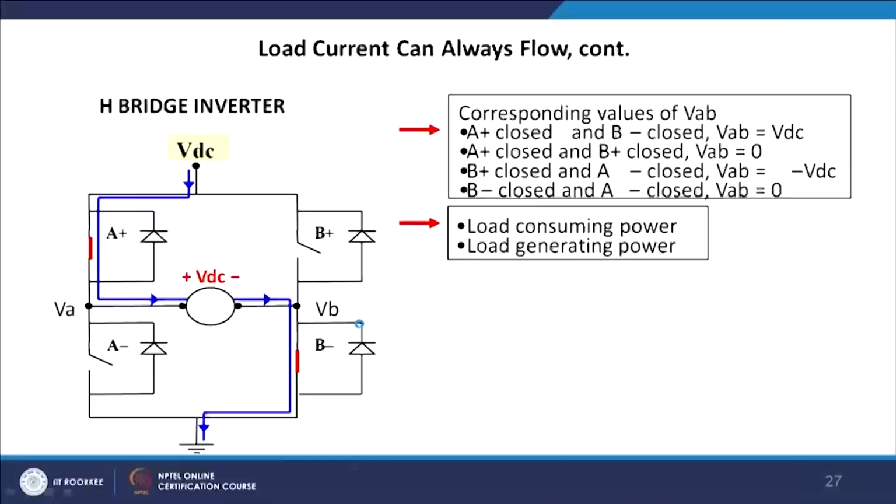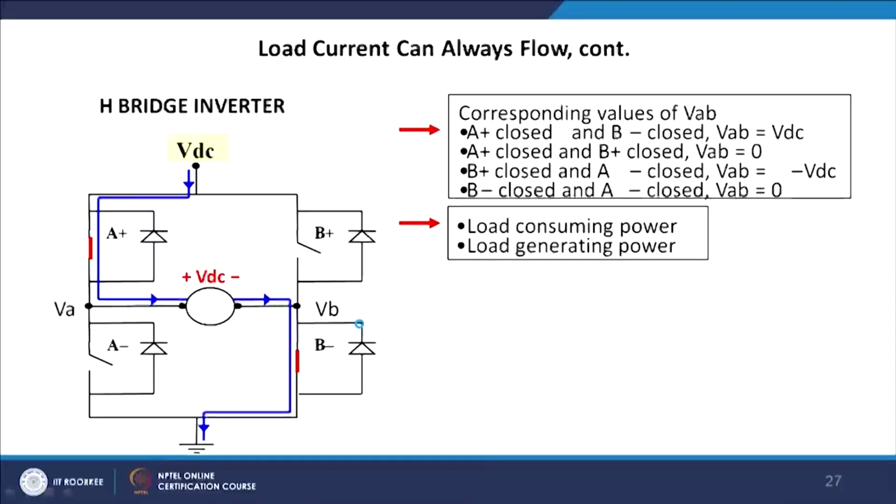So when plus A closes and plus B closes, you get VAB. When plus A closes, minus B closes, you get 0. When plus B closes, minus A closes, you get minus VDC. When both these are closed, you get also 0. So this is the operation of it, where load is generating power, and previously in the other configuration we assumed that load is consuming power, because we have considered a highly inductive load. So practical real power loss in this system is negligible.